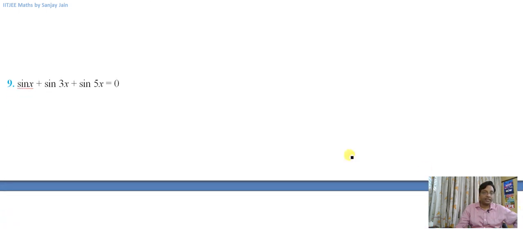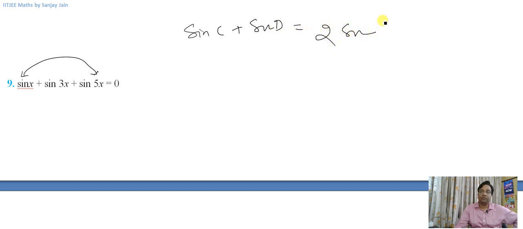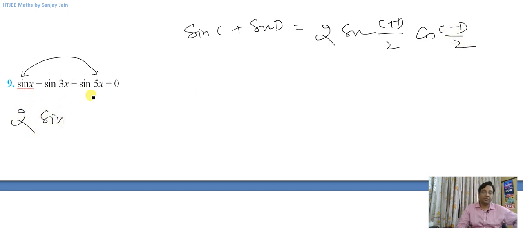Now again a CD formula application. So if I apply the CD formula on these two terms, sine C plus sine D is equal to 2 sine of C plus D by 2 cos of C minus D by 2. So let me apply it on the first and third terms. 2 sine of C plus D, that is 6x by 2, 3x, cos of C minus D, 4x by 2. So it will be minus 2x, but I can write 2x because this is cos. So cos of minus theta is also cos of theta. Then plus the middle term that was not taken, and it is equal to 0.